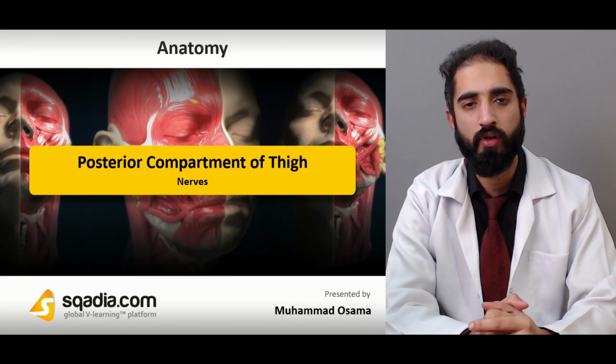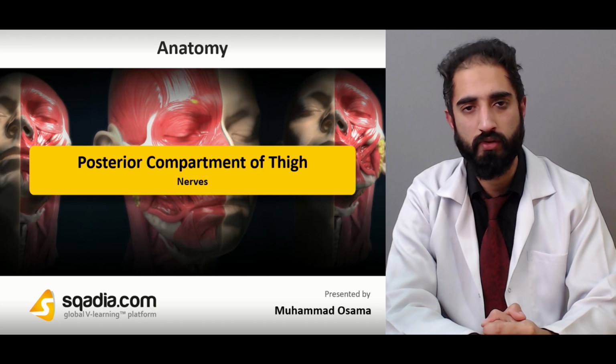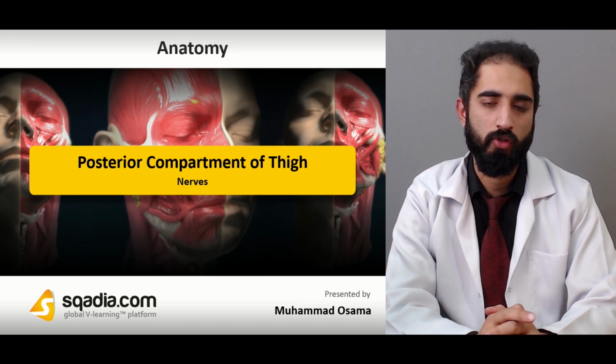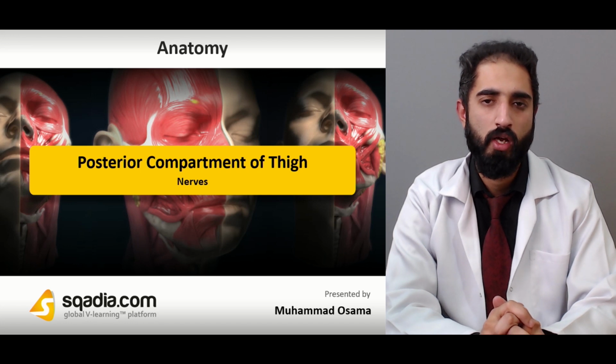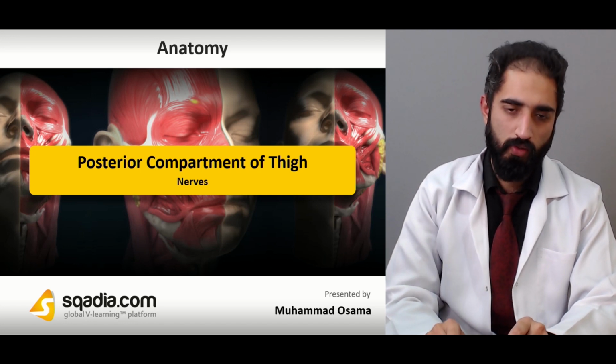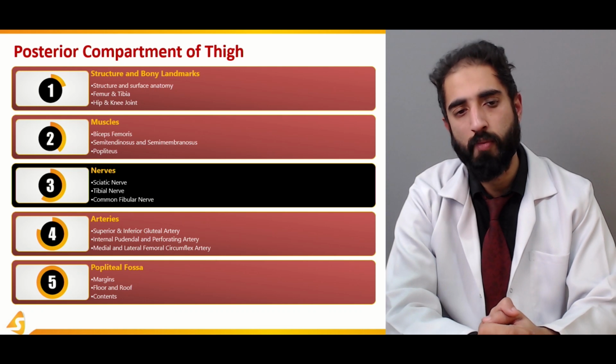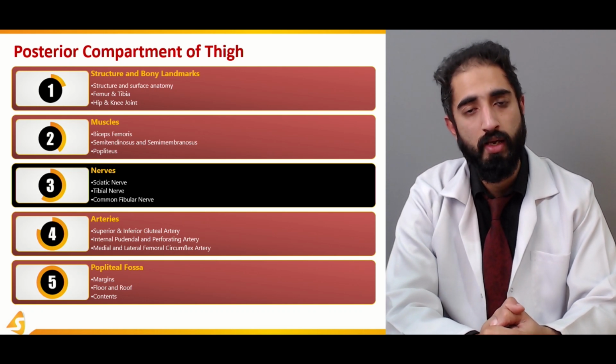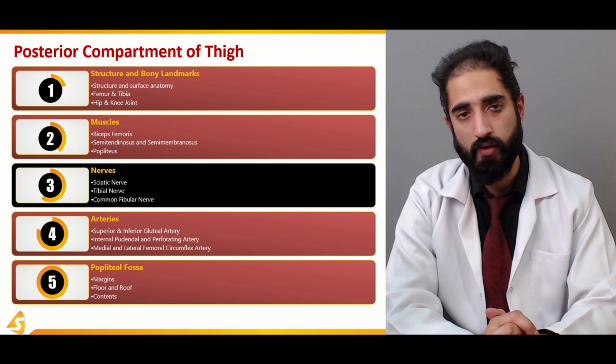Nerves are very important anatomical structures because they are responsible for the innervation of different structures. So they are actually important in terms of both somatic and autonomic functions. And talking about the somatic and autonomic functions, they are responsible for both motor functions and the sensory functions of the body.